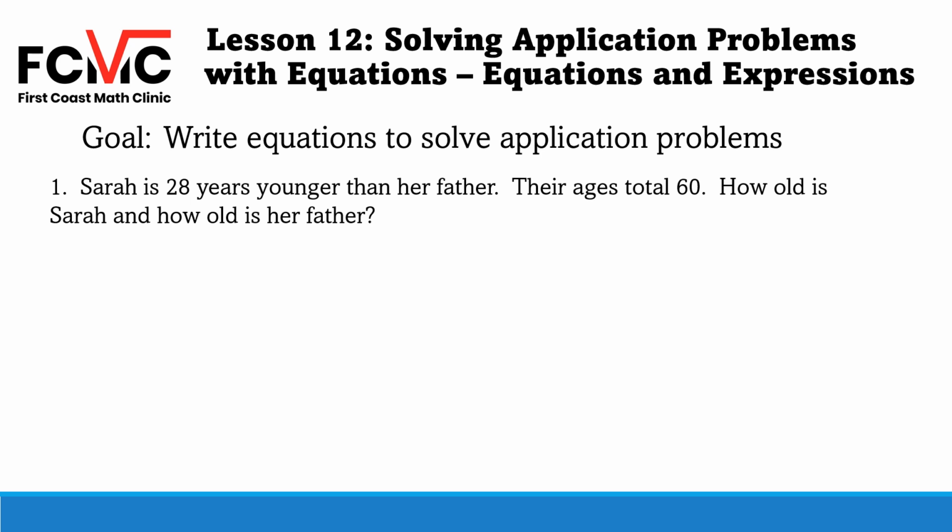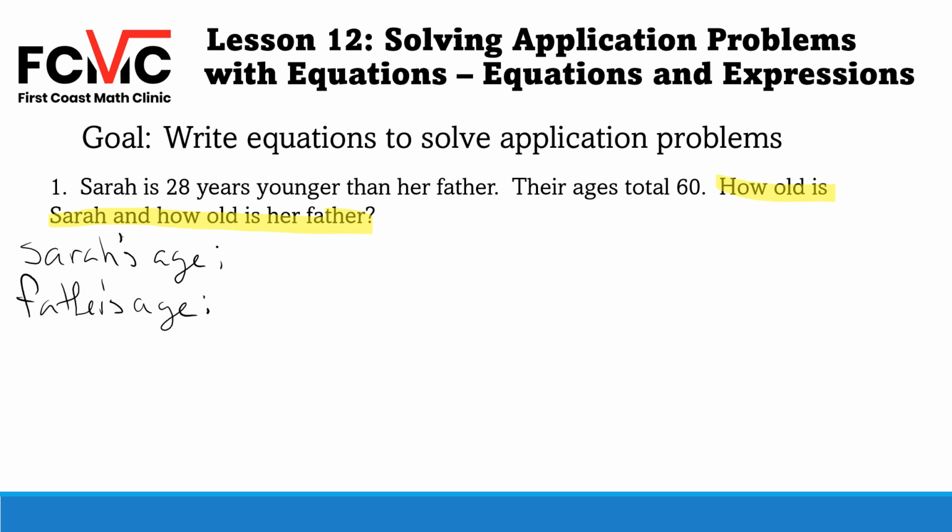Sarah is 28 years younger than her father. Their ages total 60. How old is Sarah and how old is her father? So first thing is, let's figure out what question we are answering. And the question is right here: how old is Sarah and how old is her father? So that's what we want to figure out. So we want Sarah's age and her father's age. So these are our unknown pieces of information, right?